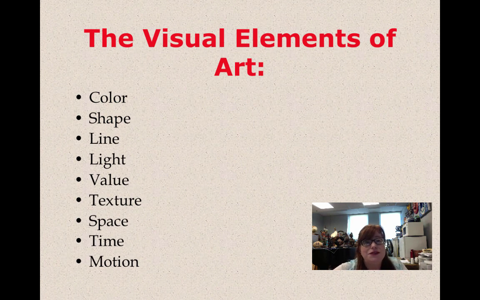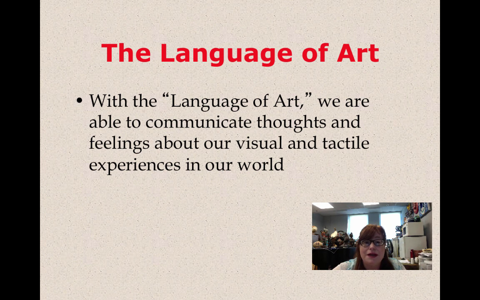So here we go into the actual visual elements of art, and I'm going to break them down one at a time, but here they all are all at once. So they are color, shape, line, light, value, texture, space, time, motion. And with the language of art, we are able to communicate thoughts and feelings about our visual and tactile experiences in our world. And one of the things to keep in mind is these are often also terms that are used in a type of art criticism known as formalism, where we are purely talking about the form of the art. That is exactly what we see when we look at a work of art.